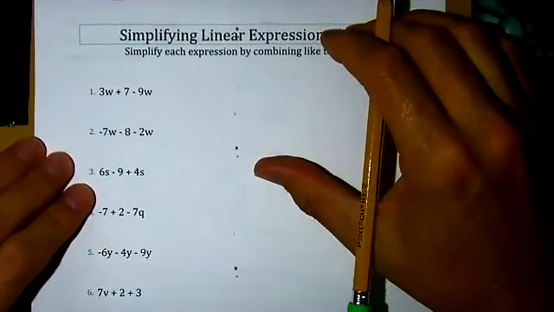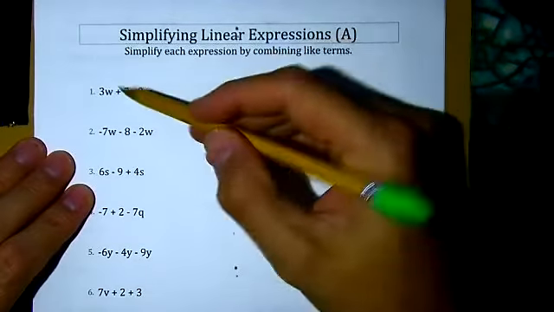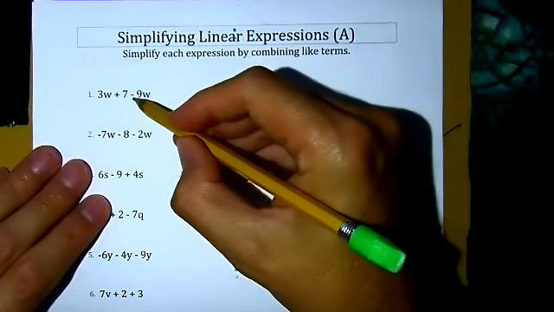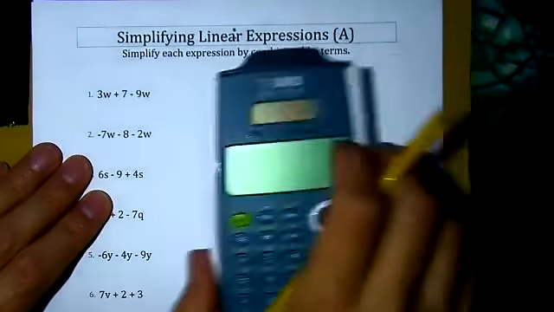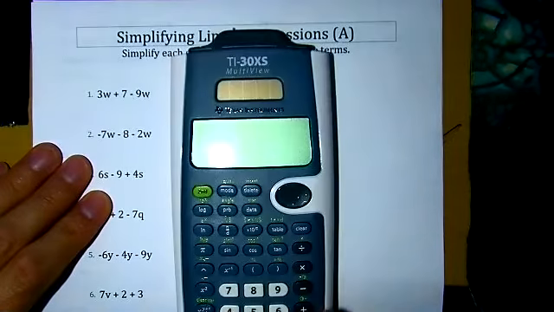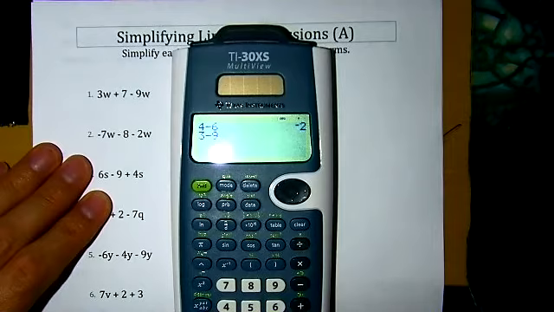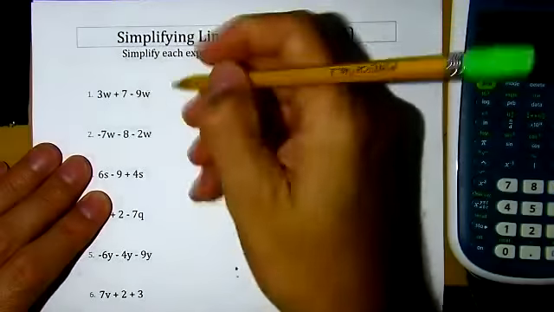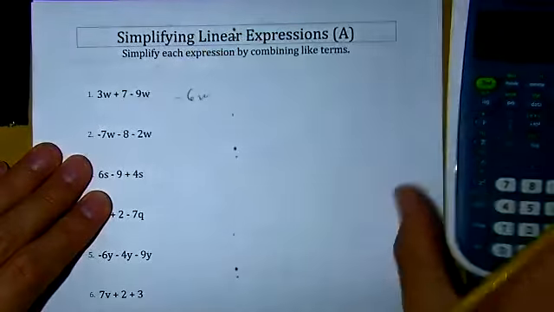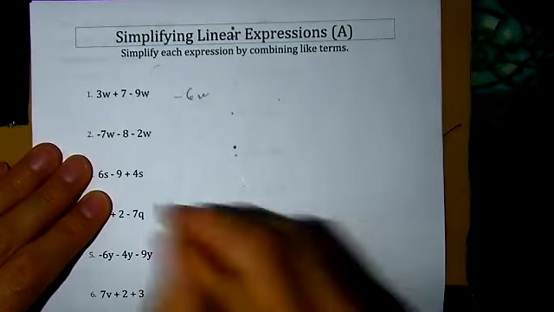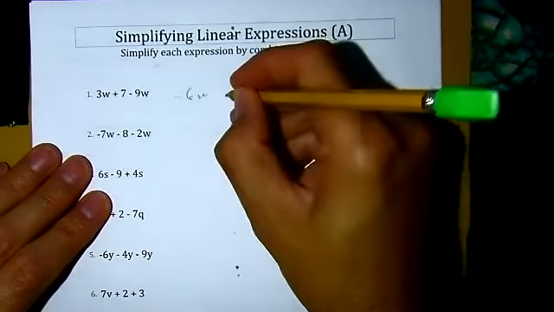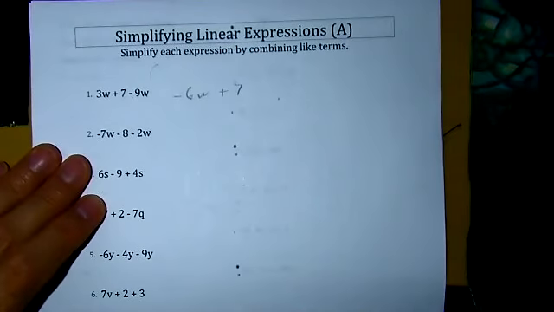This one is just adding and subtracting. So you find your like terms. We've got 3w and 9w, but remember this is minus 9w. So when you have a negative 9 and a positive 3, you can punch that in if you want. 3 minus 9 is negative 6. So you actually have negative 6w. Now you can punch it in the other way. It doesn't affect anything. Negative 9 plus 3 is still going to give you the same answer. 7 was the only whole number, so we just bring that over. Positive 7. And you're done.